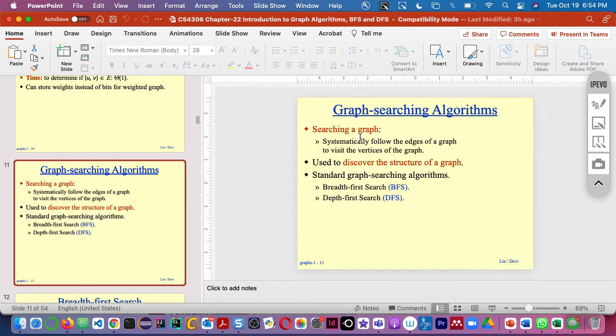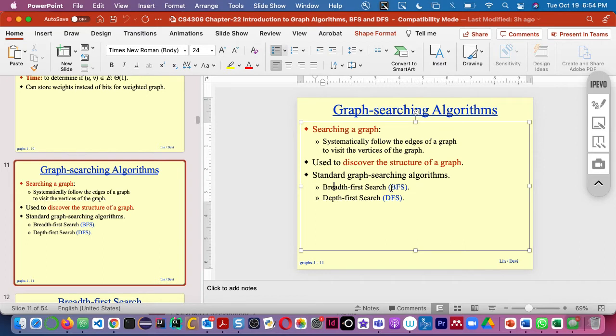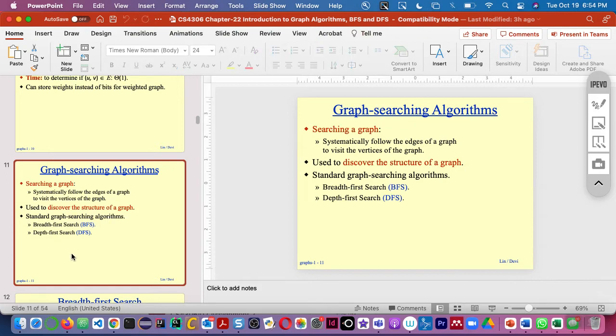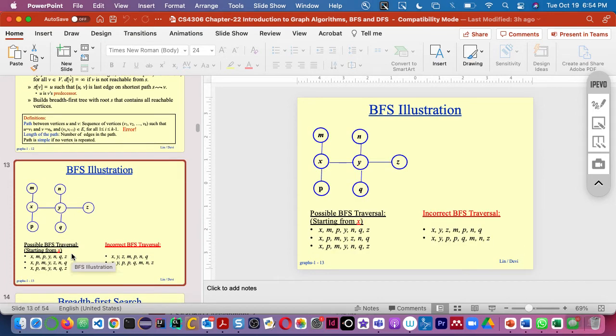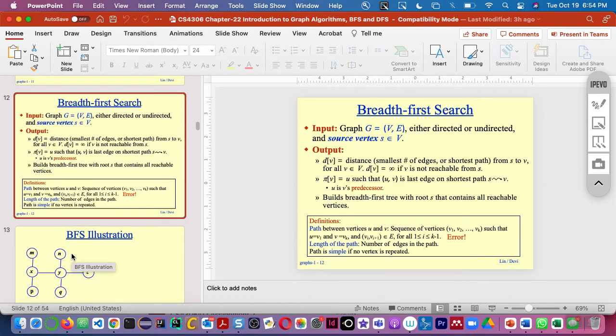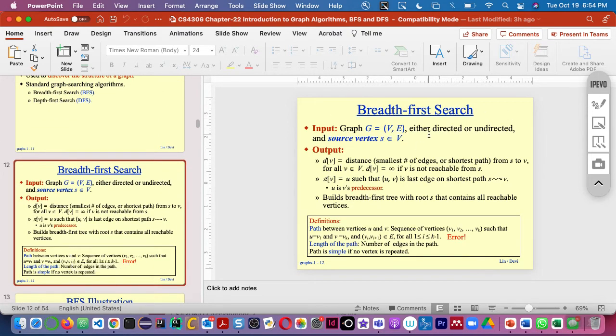Okay, the two things we need to understand. First is graph searching algorithms. There are two kinds of searching algorithm. One is called breadth first search, another is called depth first search. Okay, so you have to understand this and give attention, please. I think it will not be that much difficult. So first of all is breadth first search. So let us see the definition.